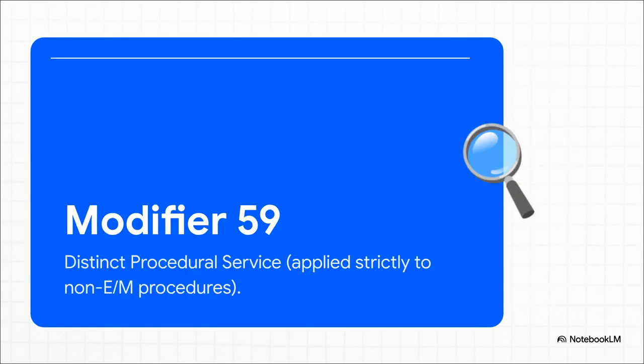So what exactly is it? According to the official CPT definition, Modifier 59 represents a distinct procedural service. Now, the absolute key takeaway here is that it's applied strictly to non-E/M, that is, non-evaluation and management procedures. You basically use this modifier to clearly communicate to a payer, hey, look, this procedure or service was completely distinct or totally independent from the other services performed on the exact same day. It essentially acts like a giant red flag for independence in your clinical documentation.